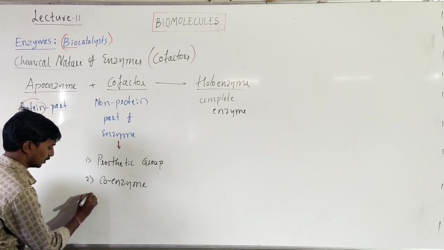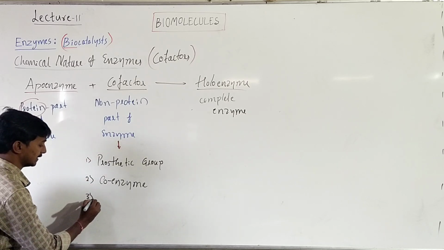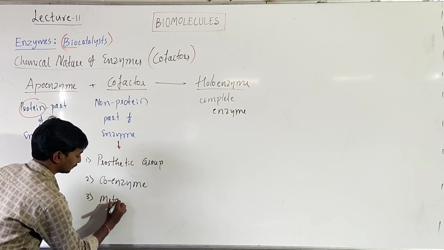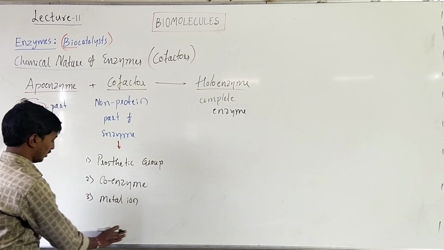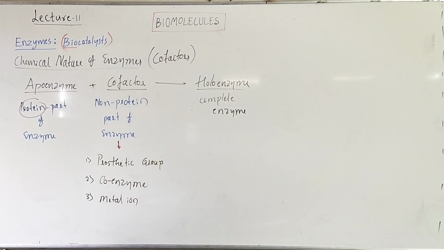Third type of cofactor is a metal ion. Metal ion.